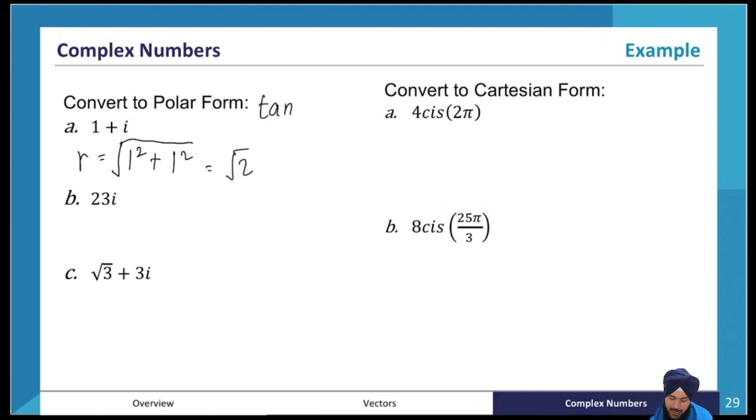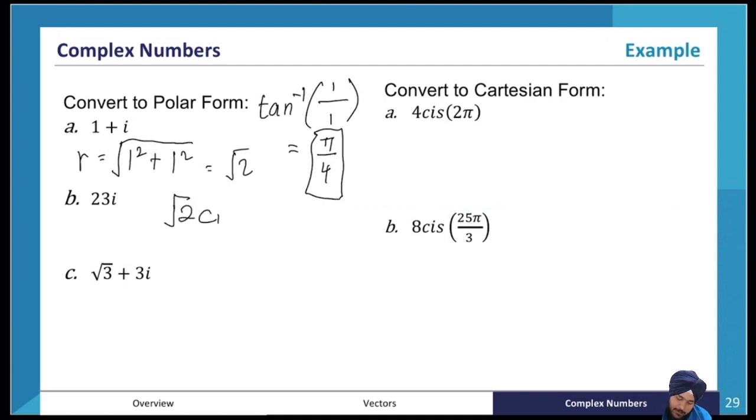So remember, it was tan inverse of imaginary over real. Imaginary is 1, real is 1. So what is tan inverse of 1? Pi over 4. That's the base angle. Now, which quadrant is 1 plus i in? It is still in the first quadrant, so that is actually our theta. So therefore, our value is root 2 cis pi on 4. So this is the polar form of 1 plus i.